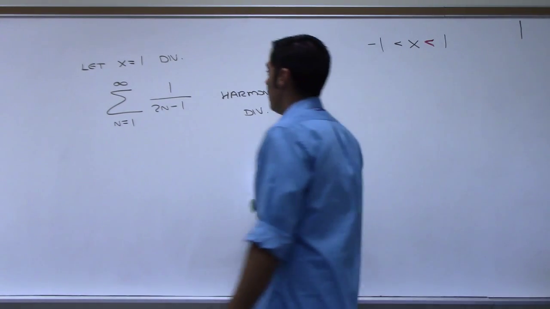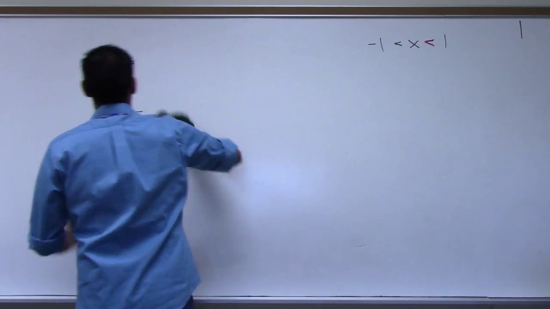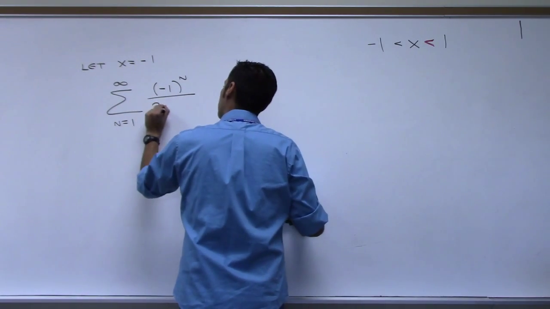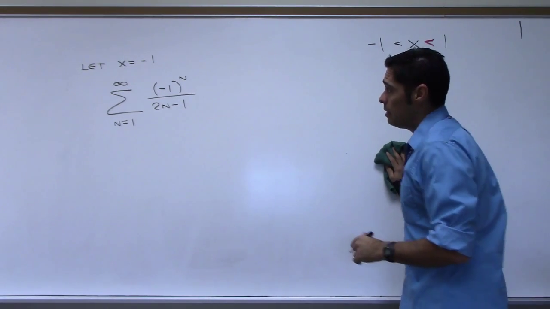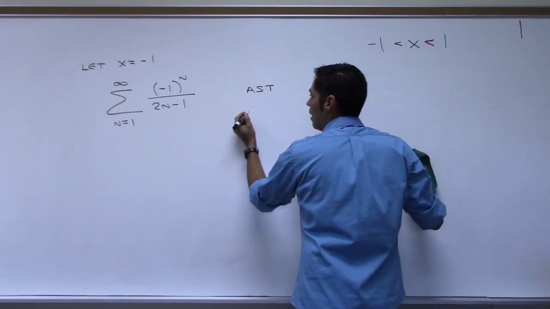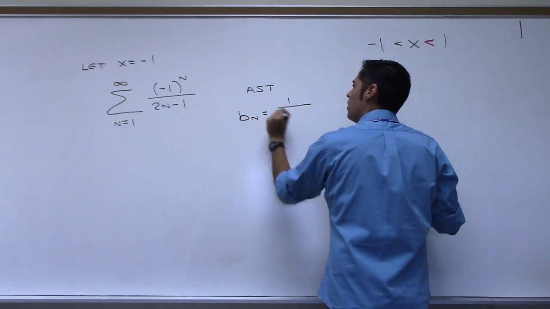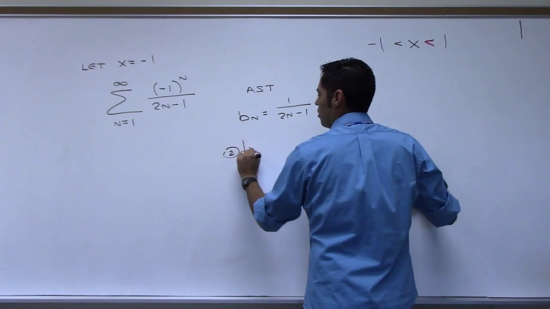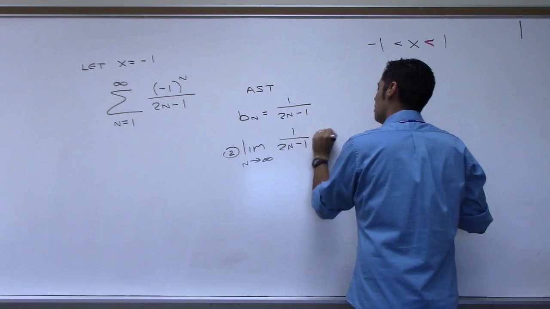Now let's let x be -1. If x is -1, it becomes -1 to the n over 2n minus 1. This is no longer harmonic. This is an alternating harmonic, and I need to use the alternating series test for this. So when I do the alternating series test, I identify b sub n, which is the positive part of this, which is that. I'll check the second condition. The limit as n goes to infinity of this is obviously 0, so that's nice.